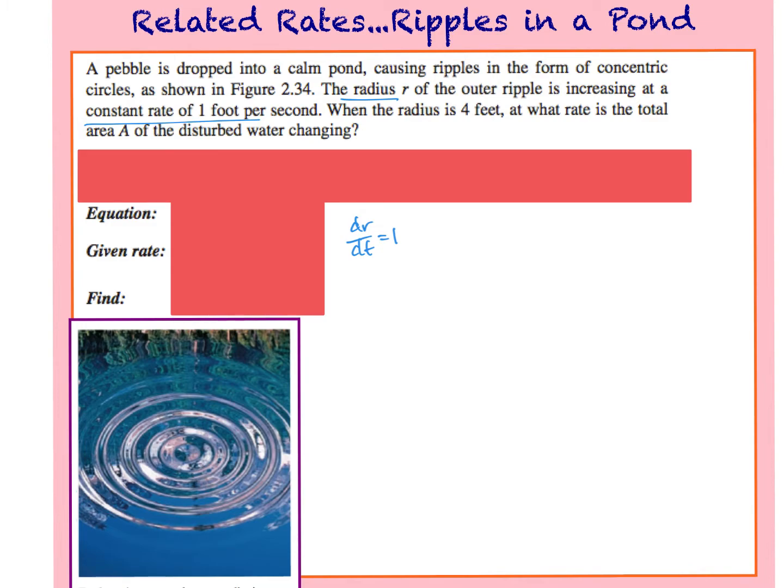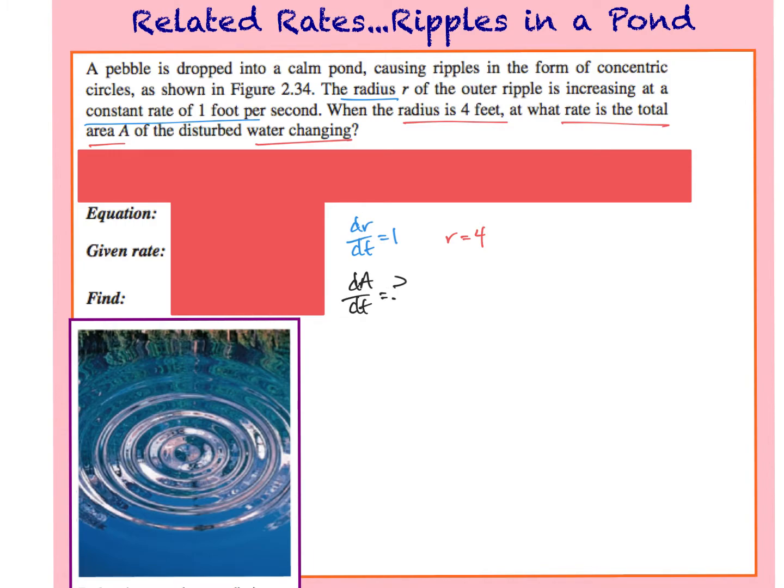All right, let's keep reading. When the radius is what? 4. So what does that say? R equals 4. Let's keep reading. At what rate is the total area disturbed changing? So, what do I need to find? I need to find the rate at which the area is changing. So if it's a rate, it's kind of a derivative. And so what would I write there? dA dt. That's what I'm finding. I need to find dA dt.